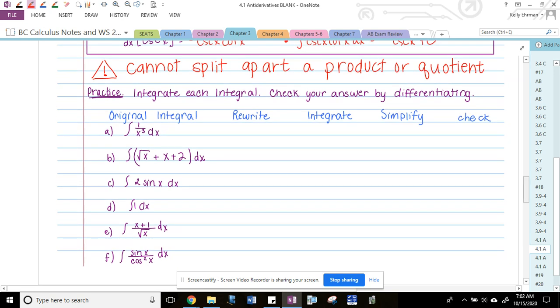All right, so integrate each integral. Check your answer by differentiating. So the integral of 1 over x cubed dx, you might find it helpful to rewrite these just like we did with derivatives.